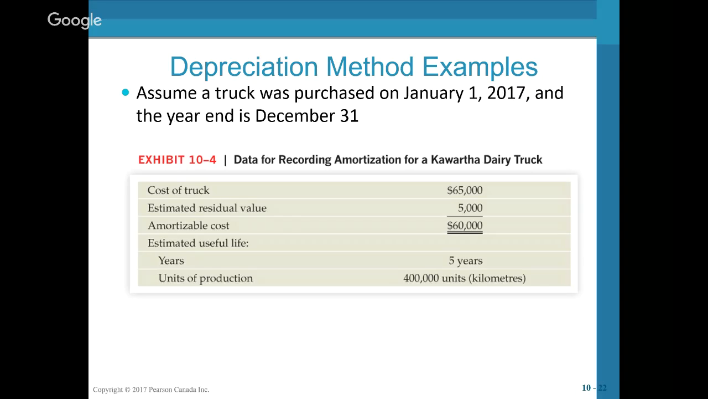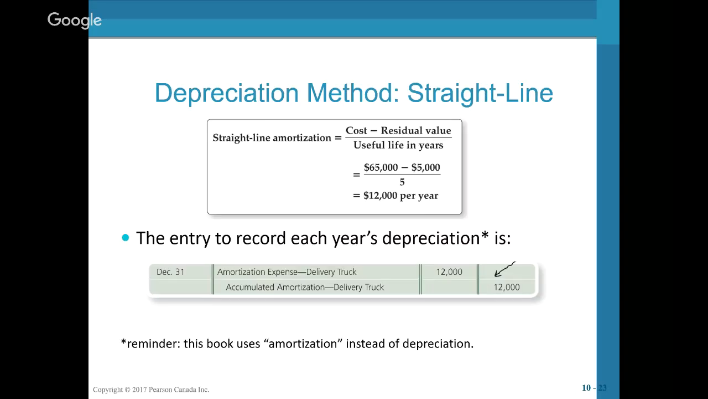Take 30 seconds. See if you can work out the straight line depreciation cost. And you should have got $12,000 per year. So the journal entry there would be debit depreciation expense, credit accumulated depreciation, 12,000 and 12,000. As a friendly hint though, this book uses the word amortization for all types of property, plant, and equipment, even though what they should be using here is depreciation.